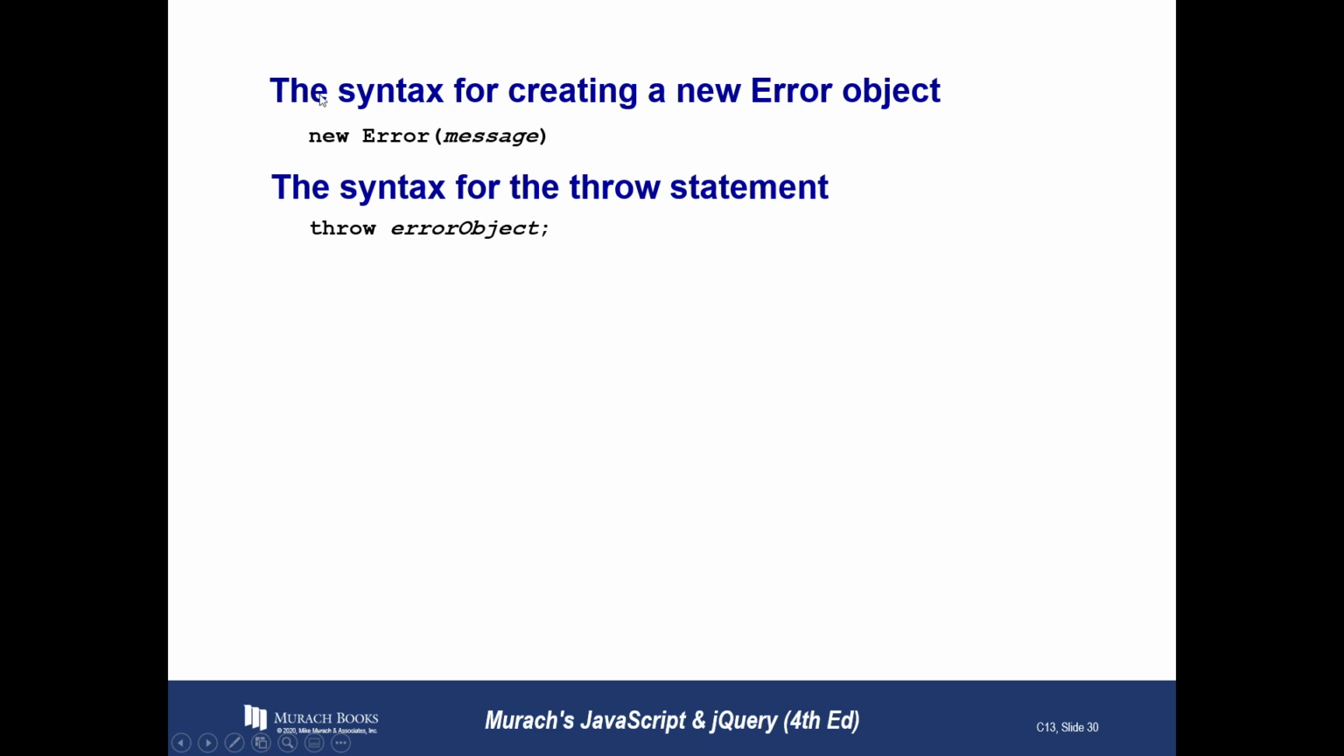Okay, we can also throw a message ourselves. We can throw a message ourselves using the new and then error and then the message between brackets. This is how we create an error object. In order to throw the error object, we use the throw statement, throw and then the error object.